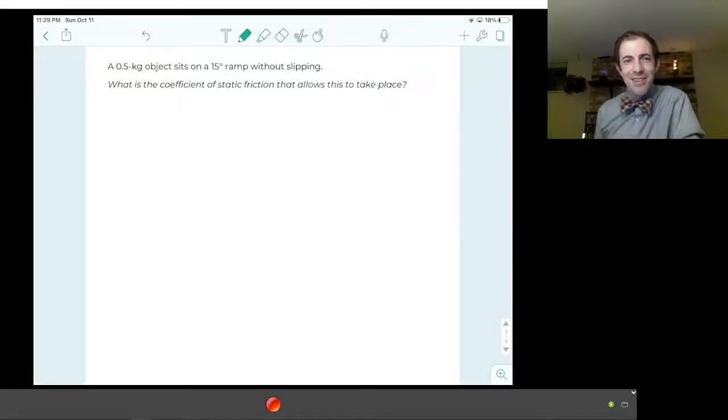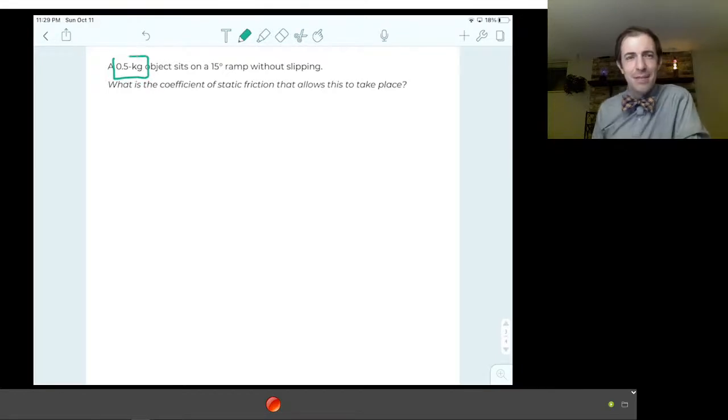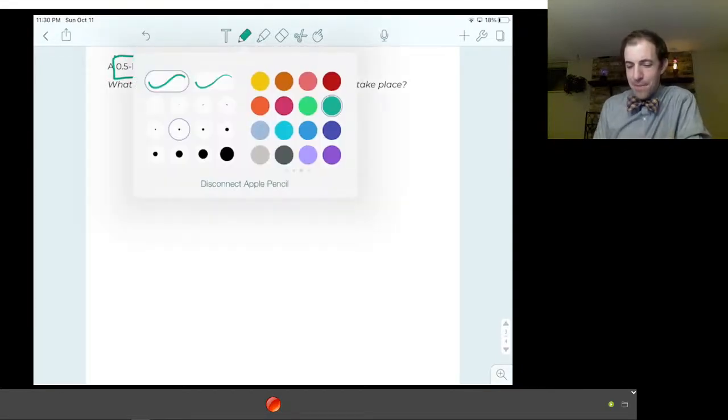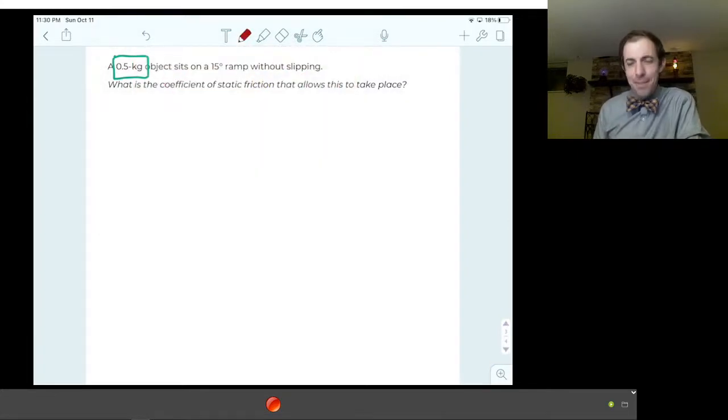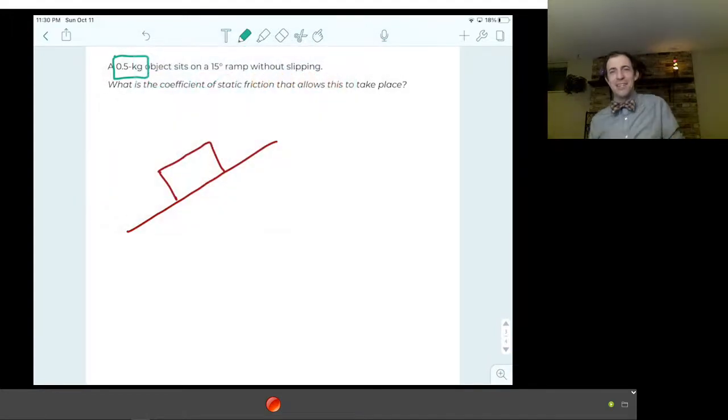All right, here I have an object that I know the mass of, 0.5 kilograms. It's half a kilogram, and it's sitting on a 15-degree ramp without slipping. So I'm going to start out by drawing my ramp and drawing this object that is sitting on the ramp. And I know a couple things about this object, and I'm going to solve as I go because I actually know the mass here.